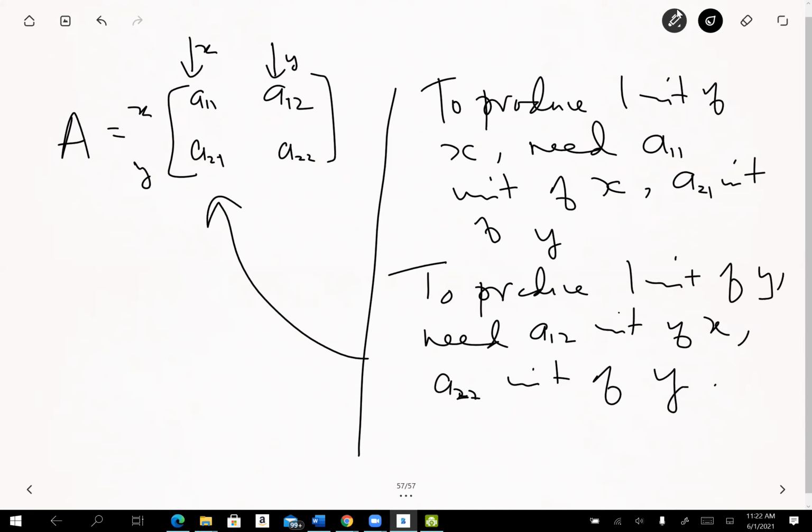So let's look at the example. I want to find an example where you have only a 2 by 2 matrix. Wait, let me look for it first, because in the book it is mostly 3 by 3.